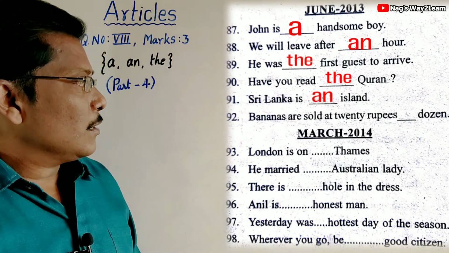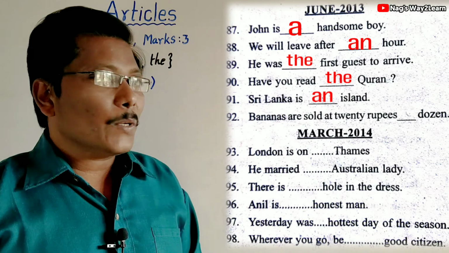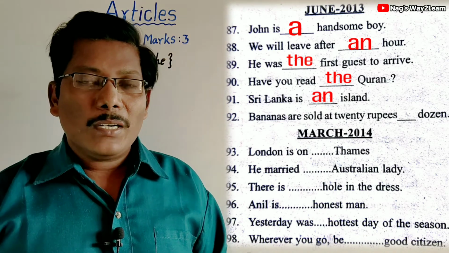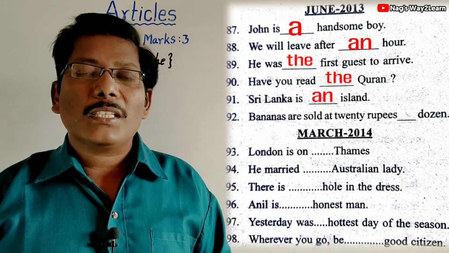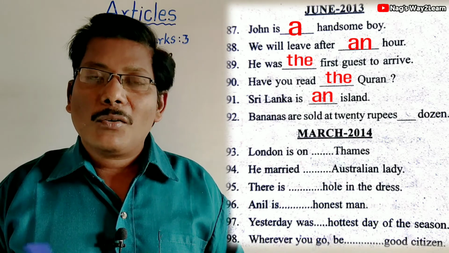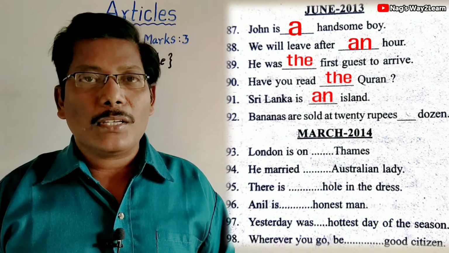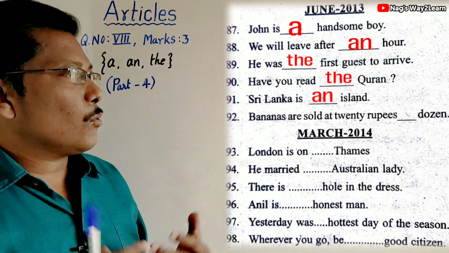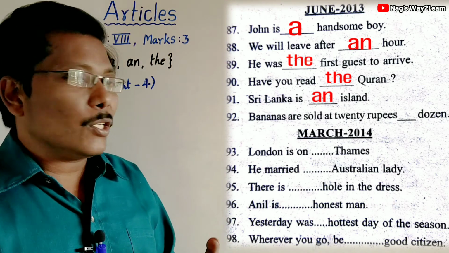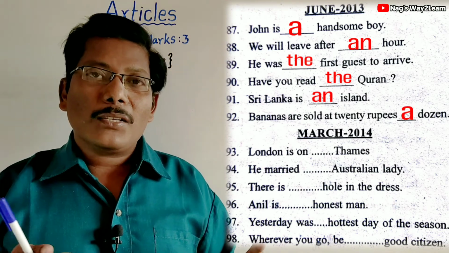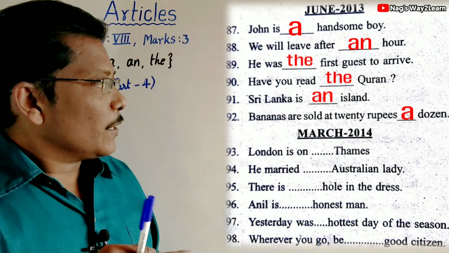So next one is bananas are sold at 20 rupees dash dozen. The word dozen begins with the letter D. D is a consonant, so we can say a dozen. So bananas are sold at 20 rupees a dozen.